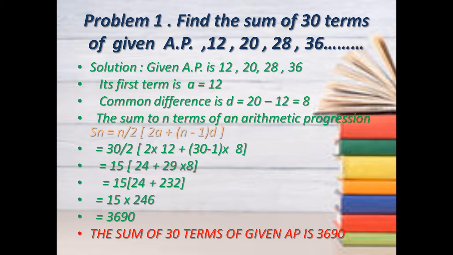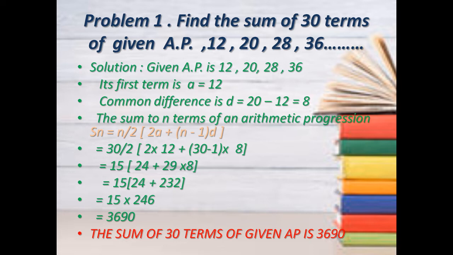The sum of 30 terms of the given AP. We must find the sum of 30 terms of the given arithmetic progression, for which they have given the sequence 12, 20, 28, 36 and so on up to the 30th term. As given in the question itself, a is equal to 12 and d is the second term minus the first term, that is 20 minus 12 is 8. We got a and we got d. Next, n is the 30th term, that is n is equal to 30.